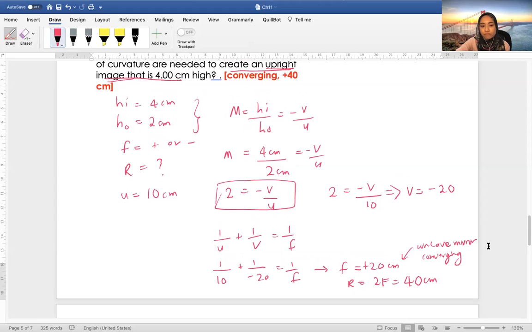Doctor, do we need to determine the concave or convex at the end of the answer? If you can answer converging, that's okay already. Okay, thank you, Doctor.